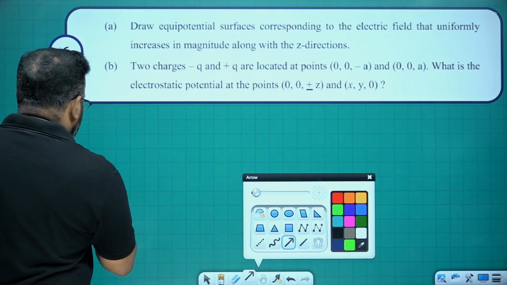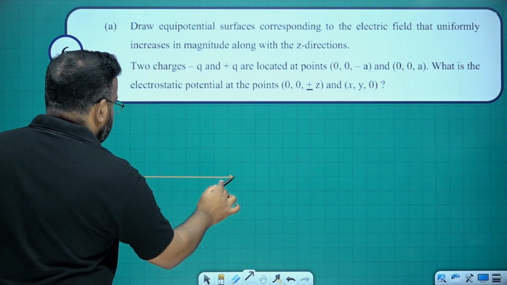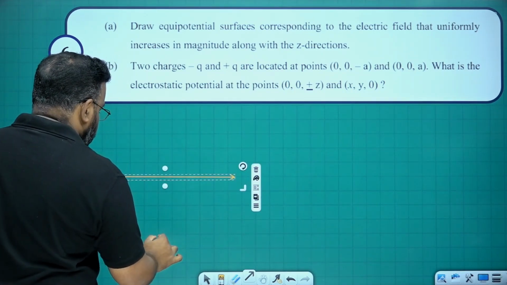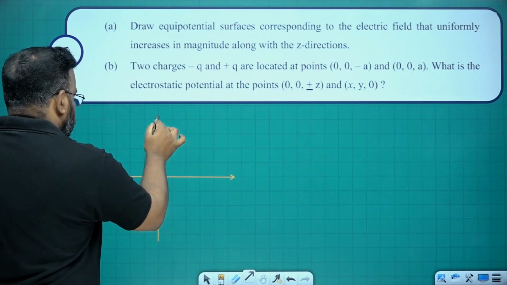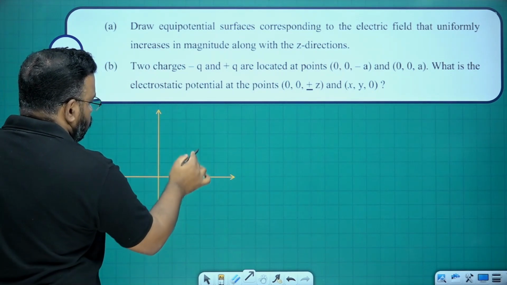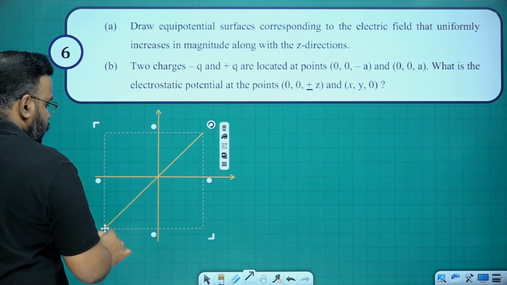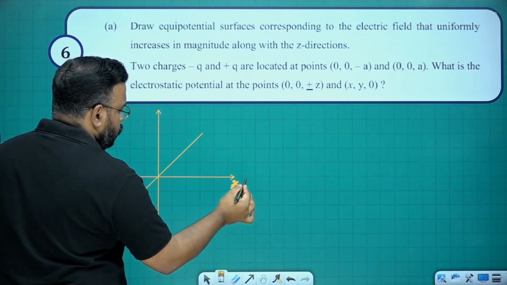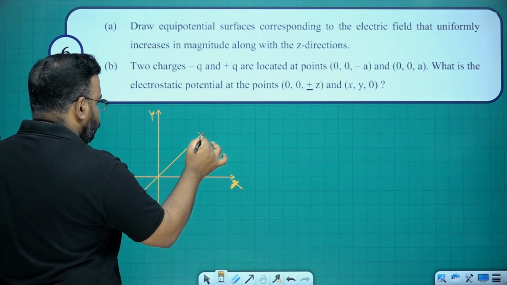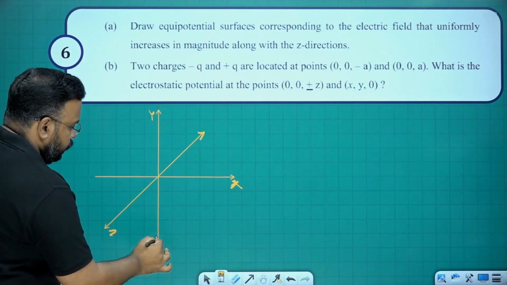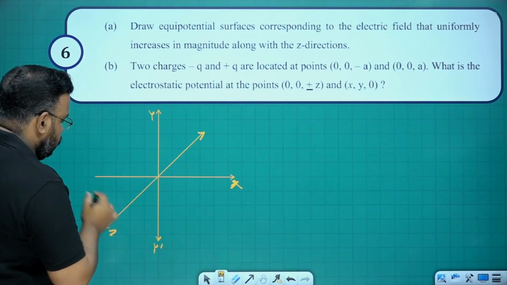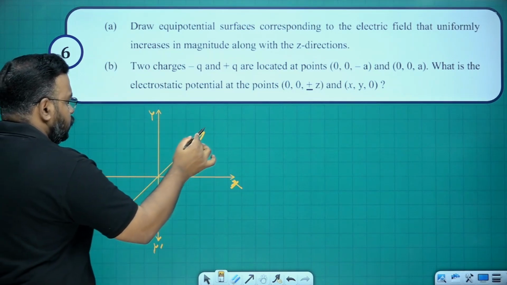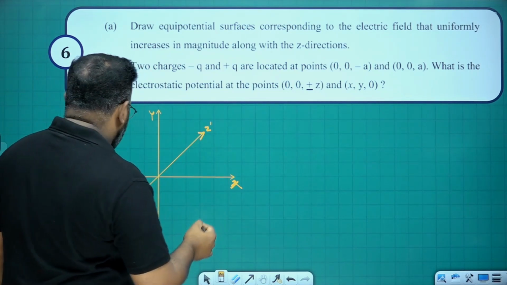Okay, let it be the x-axis. This is the y-axis, and this is the z-axis. X, y, z. This is y dash, this is x dash, and this is z dash.